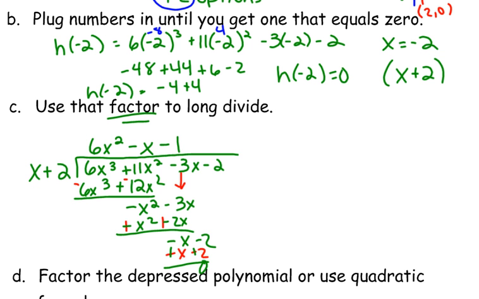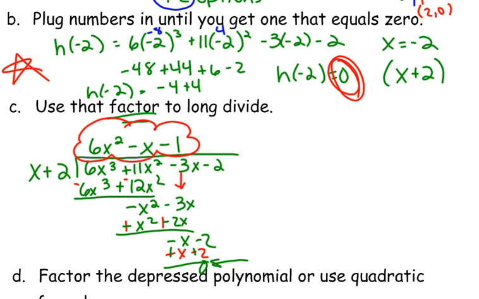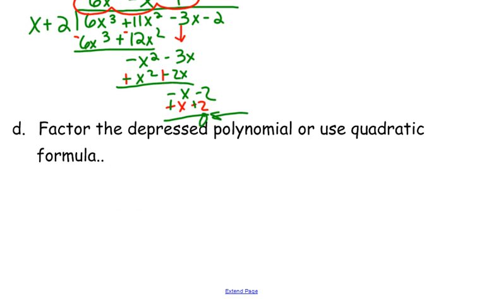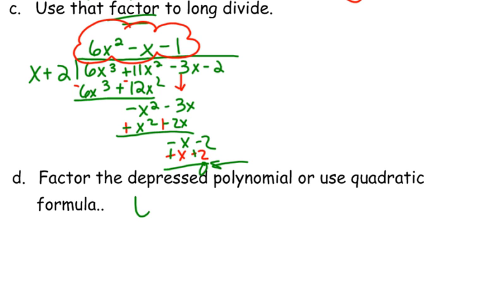If my remainder was not 0, this would not be a solution to my problem. So it has to be a 0, or else I did something wrong when I was working up here. Because that should have been a 0. Isn't that what I got? I got 0. So it should have divided evenly. So now, this right here is my depressed equation. So we're going to use this depressed equation to either factor it or use the quadratic formula.